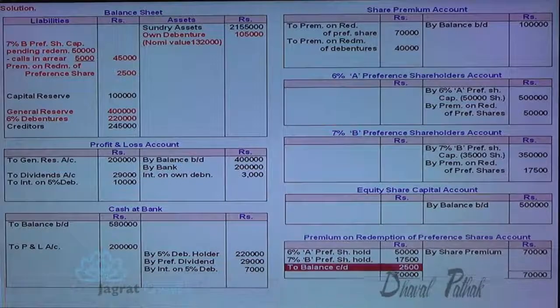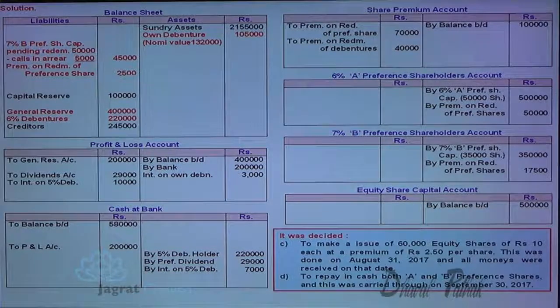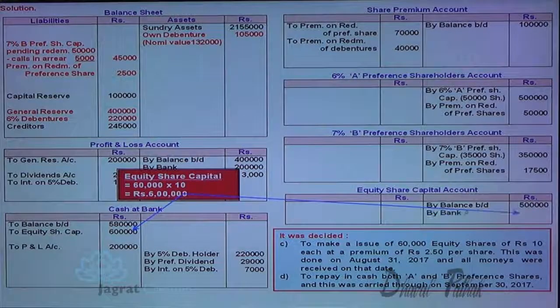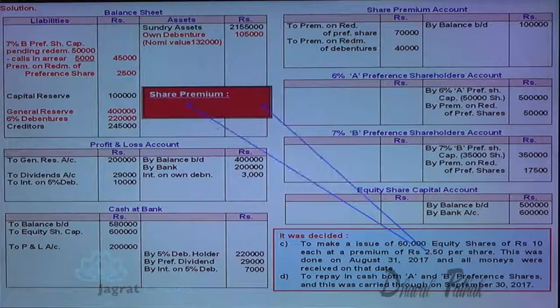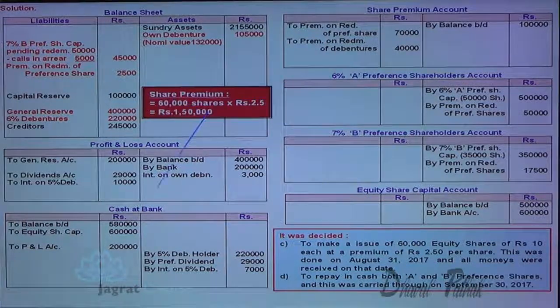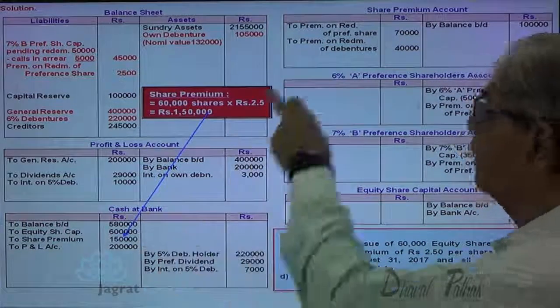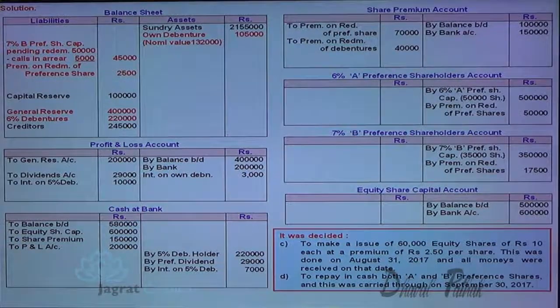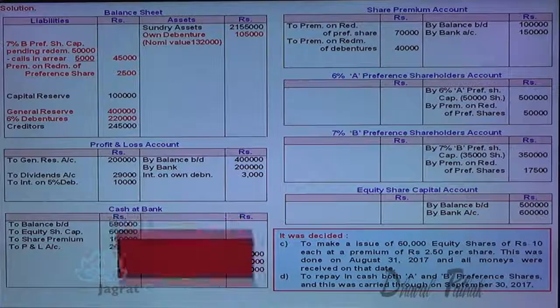Now for the purpose of redemption, equity shares are issued. 60,000 shares of rupees 10: bank account debit to equity share capital account credit. The premium received per share is 2.5. So 60,000 into 2.5 security premium received: cash and bank account debit to security premium account credit. So this is the entry for proceeds of fresh issue.